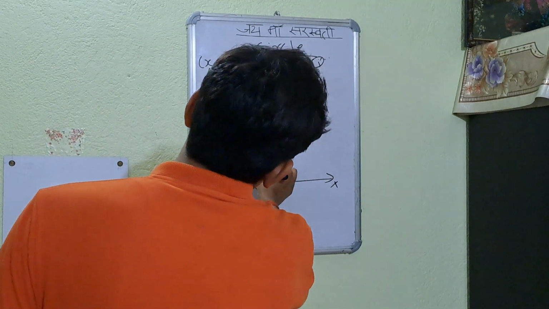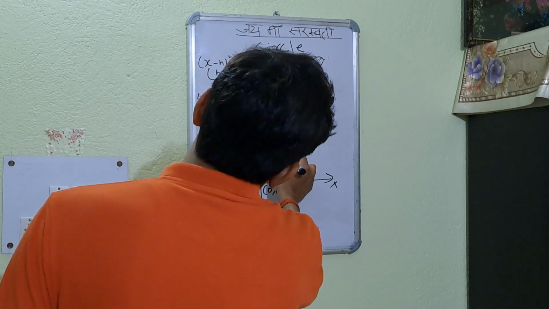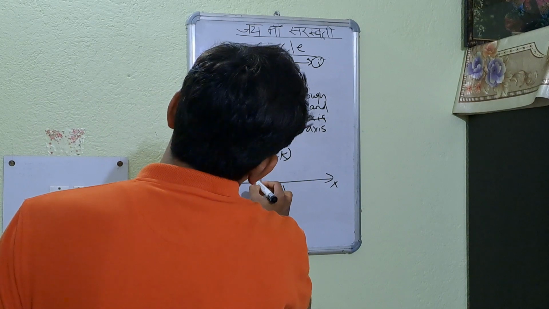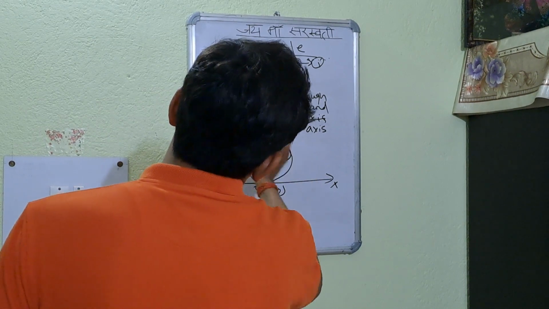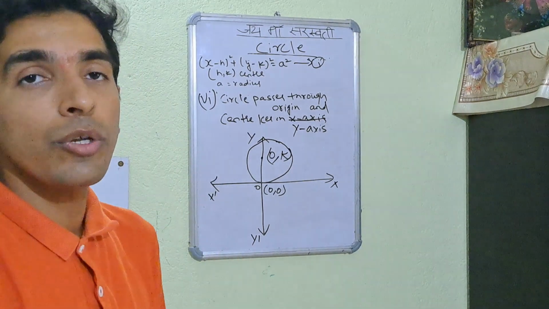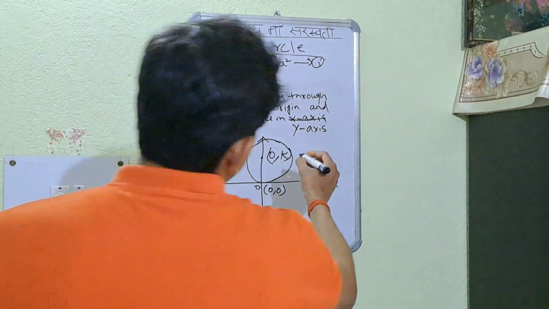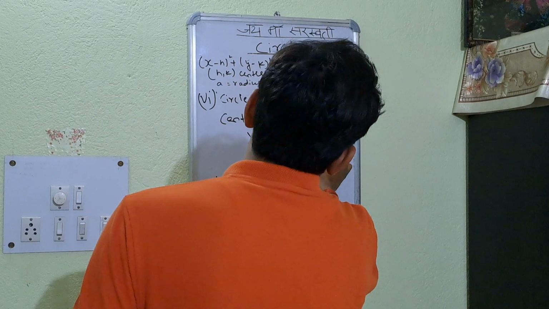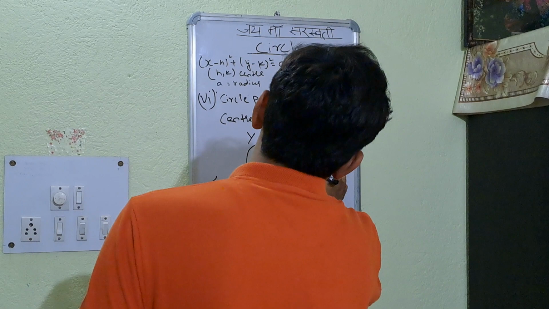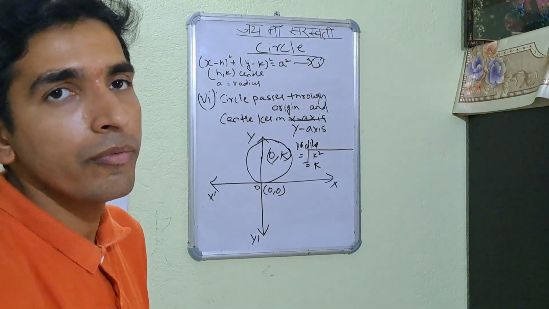In this case, the center lies on the y-axis, so the x coordinate will be 0 and the y coordinate is k. This is the point where the center lies on the y-axis, and the circle is passing through the origin. Now the circle is passing through the origin and the center coordinate is (0, k). So we will calculate the radius using the distance formula. The radius will be k. So we have got the value of the radius, and the center coordinate we had already found out.